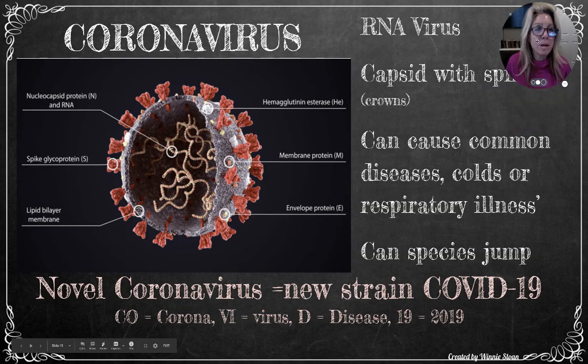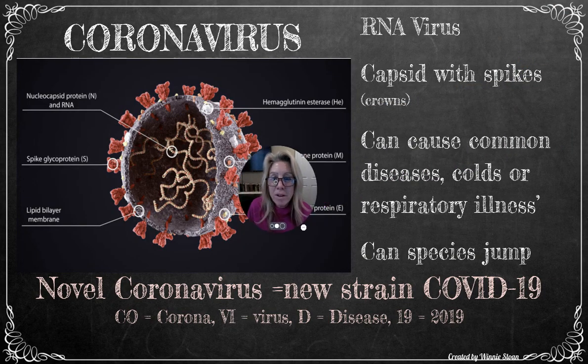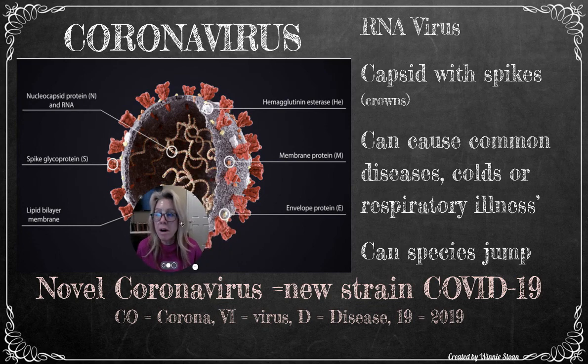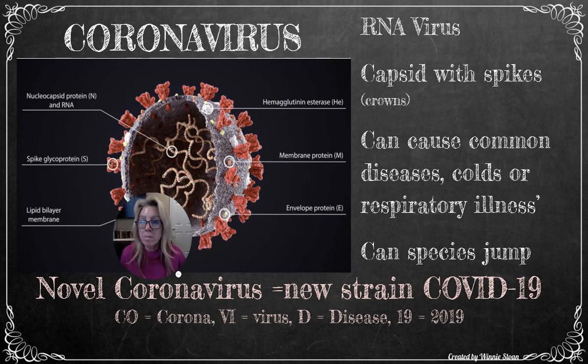So let's talk a little bit about that. Okay. It is an RNA virus. You can see that, but it's also associated with some proteins with that RNA. It is its capsid that has its spikes on the outside. You can see the spike glycoprotein. That's why it's called corona.